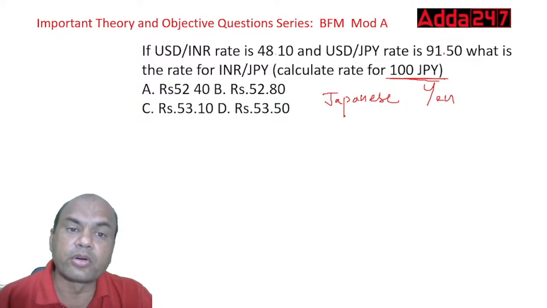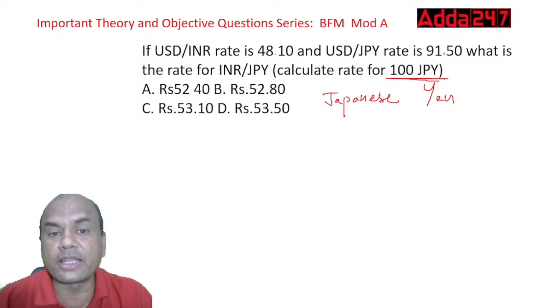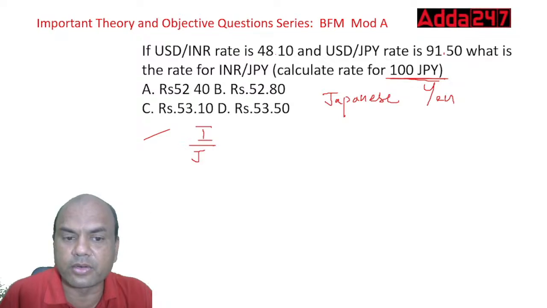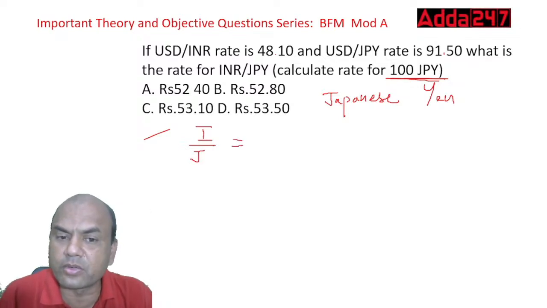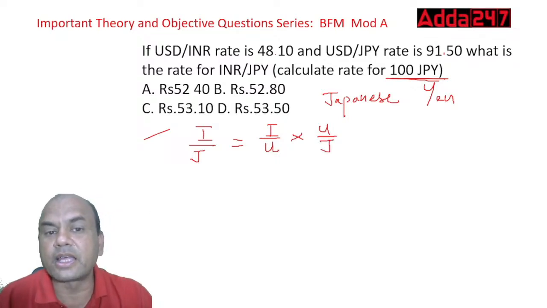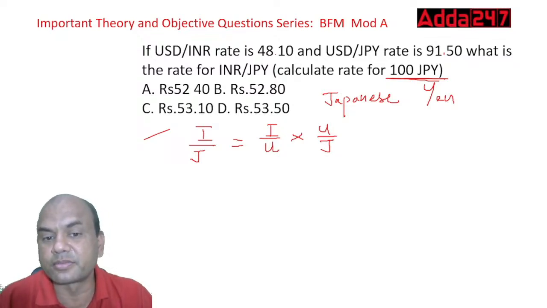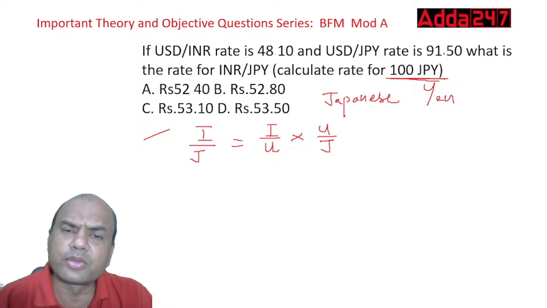So what is the rate now? You want INR to JPY. Here it is INR to JPY we wanted. So again use the same chain rule: INR to USD into USD to JPY. Are you having both the rates? Are you having INR to USD? See here, USD to INR rate is given. INR to USD into USD to JPY, this is what you want. So how will you do this?